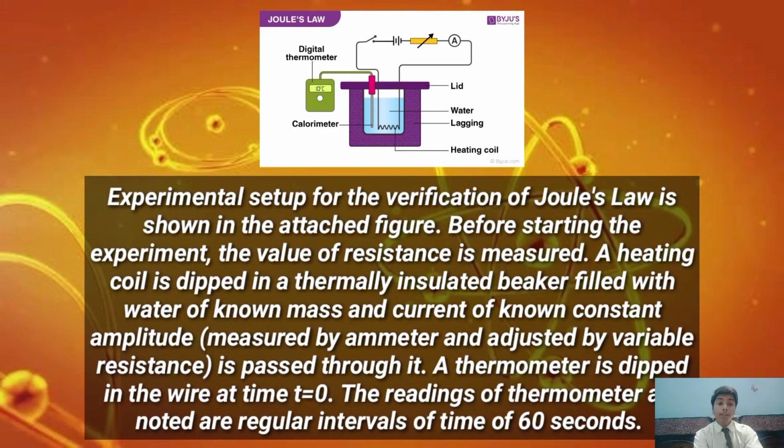Experimental setup for the verification of Joule's law is shown in the attached figure. Before starting the experiment, the value of resistance is measured. A heating coil is dipped in a thermally insulated beaker filled with water of known mass, and a current of known constant amplitude, measured by an ammeter and adjusted by a variable resistance, is passed through it. A thermometer is dipped in the water at time 0. The readings of the thermometer are noted at regular intervals of time of 60 seconds.